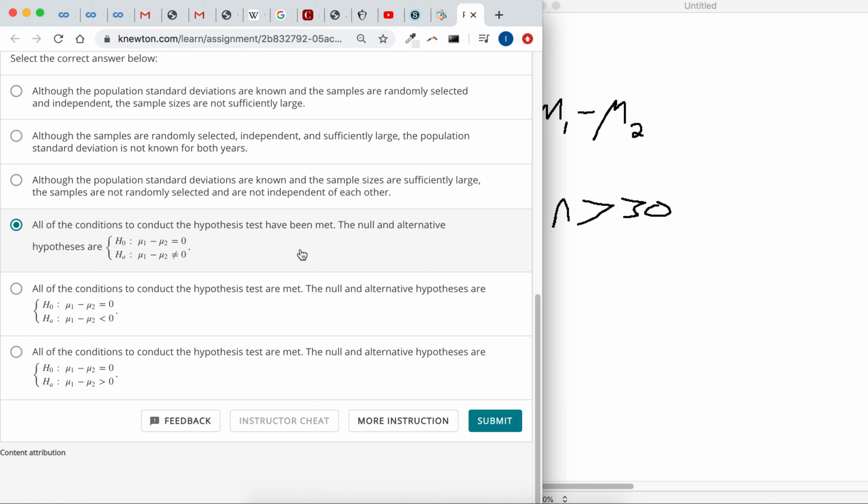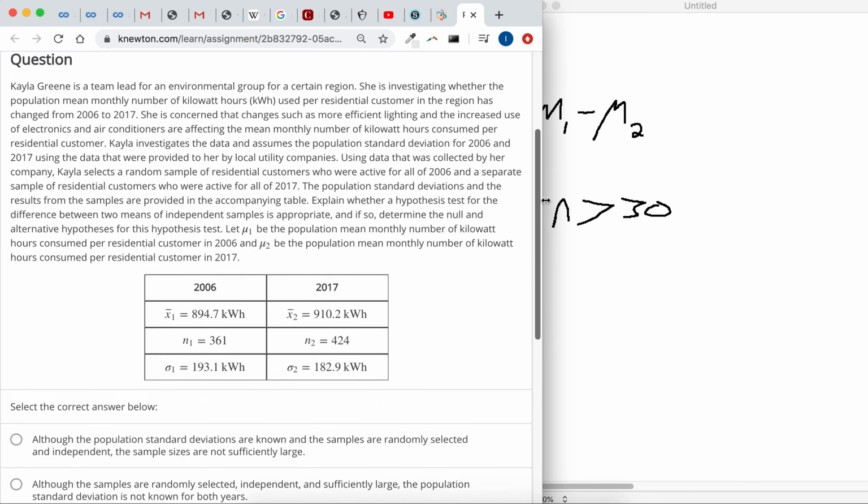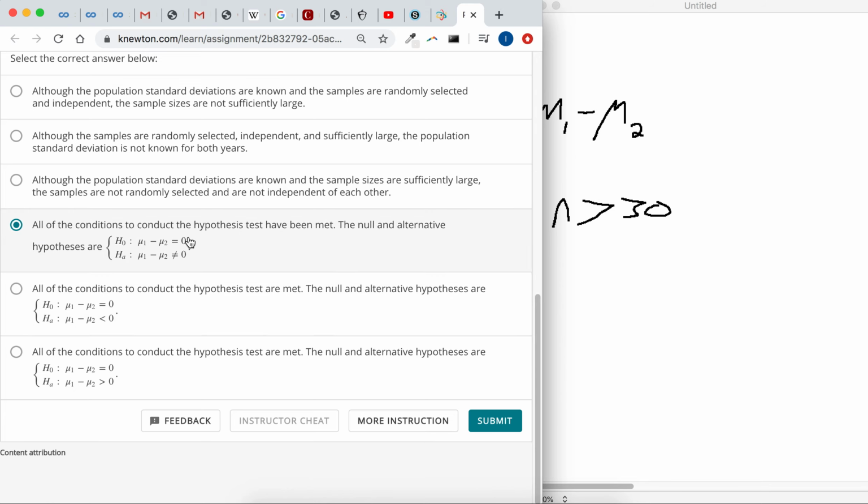So this next one here, all the conditions are true. So for this to be met, the two samples need to be independently selected, so need to have random selection, need to have sufficient sample size, and then if we're going to use z, we need to know the population standard deviation. So we know that, so we can conduct the hypothesis test. Okay, let's see, the null and alternative hypotheses. So the alternative is the one that varies here.